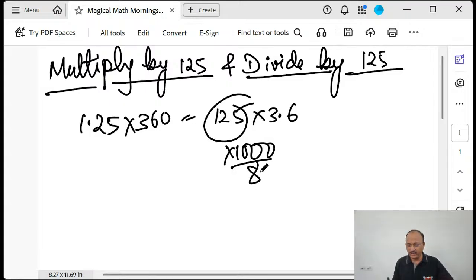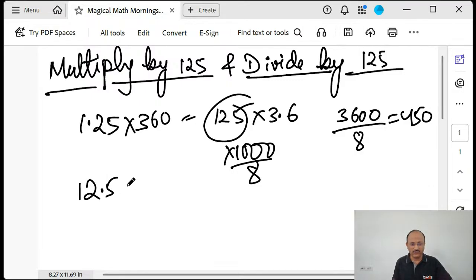If you want to do it, what can we do? Multiply by 1000, that will become 3600. Divide by 8. Half is 1800, half is 900, half is 450. That is the answer. Half, half, half. We think in terms of 3 times. Like divide by 2 means half, divide by 4 means 2 times half, divide by 8 means 3 times half. I hope you understood.